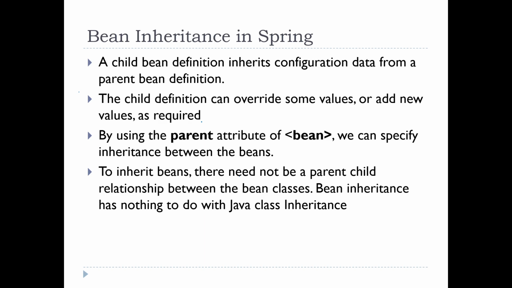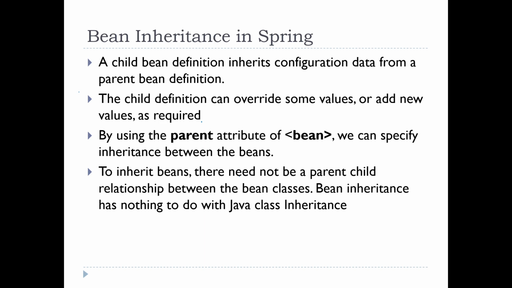But bean inheritance has nothing to do with the Java class inheritance. So both of these concepts are very different. In case of bean inheritance, we are talking of inheriting the configuration data from a parent bean. So let's say we have a bean which we are calling the parent bean, and it has some configuration data. So we have set some data in that bean, and if we want to reuse that data in some other bean, then we can specify a bean to be a child of that parent bean.